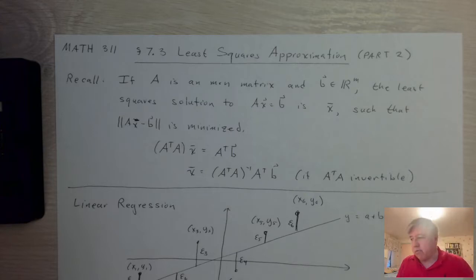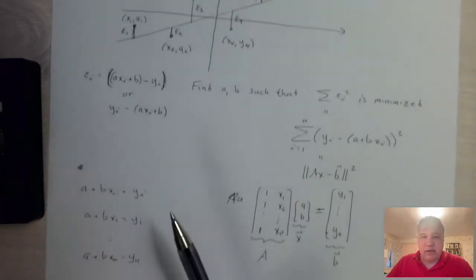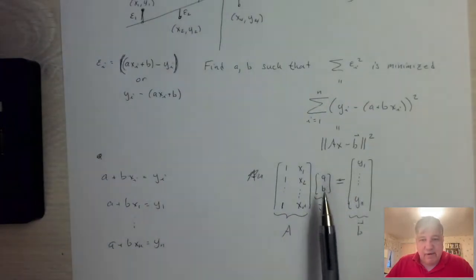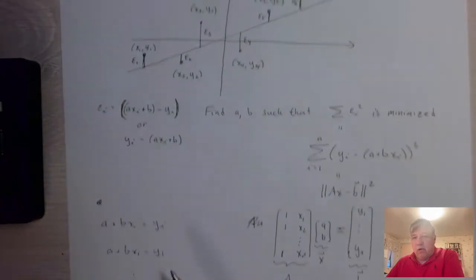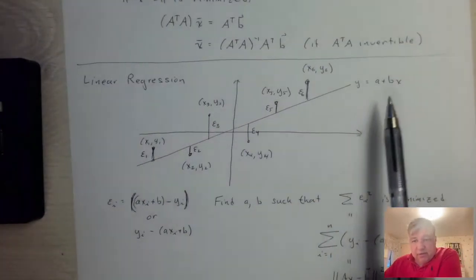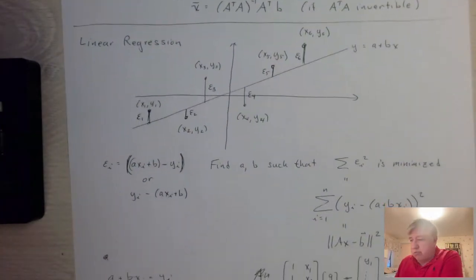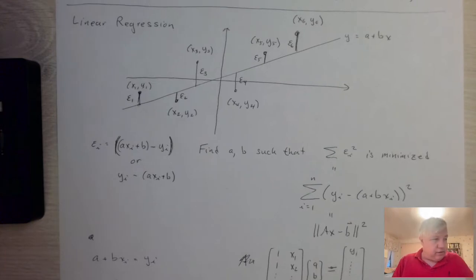And in this case, the least squares solution is in fact this (a, b). If we find it, we'll find the coefficients of this regression line, which is what we want. All right, so we did an example last time. I'm going to do another example this time.